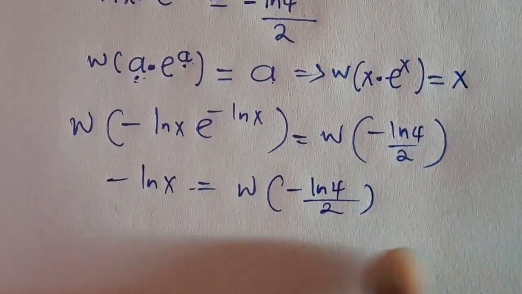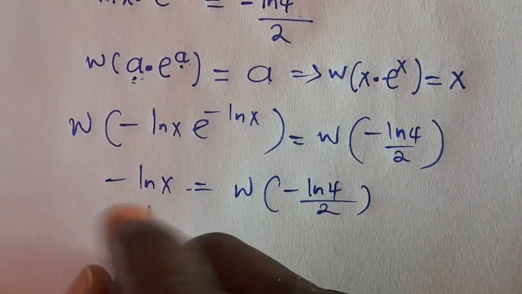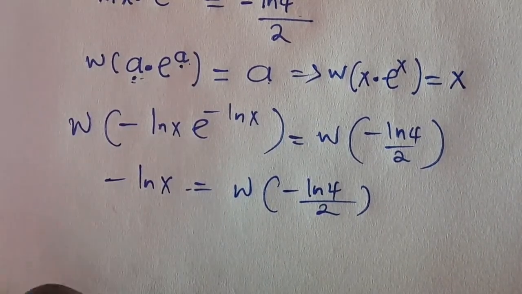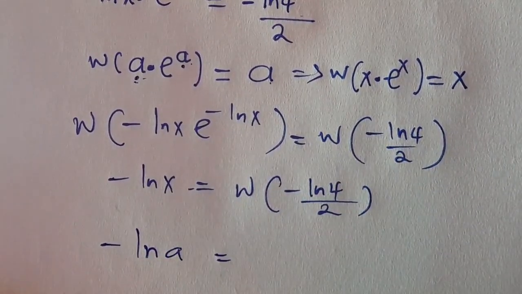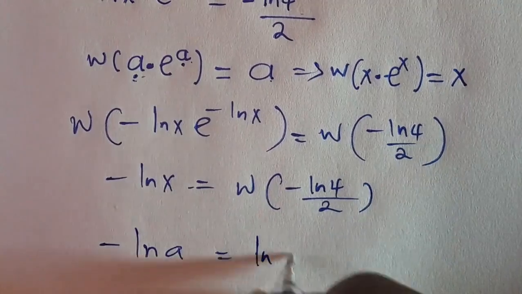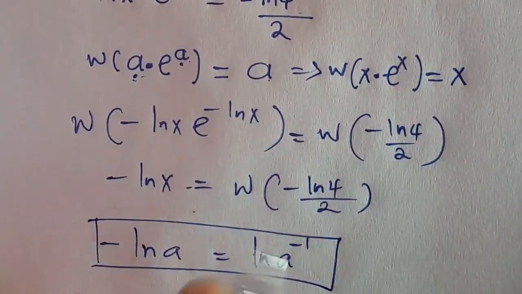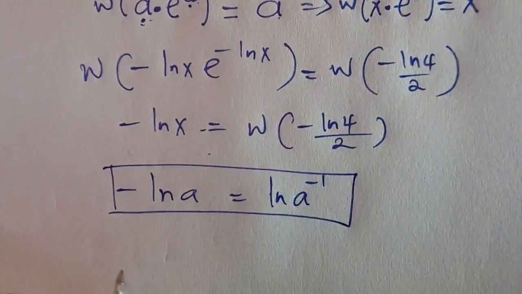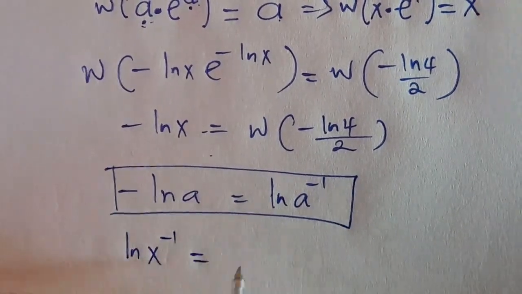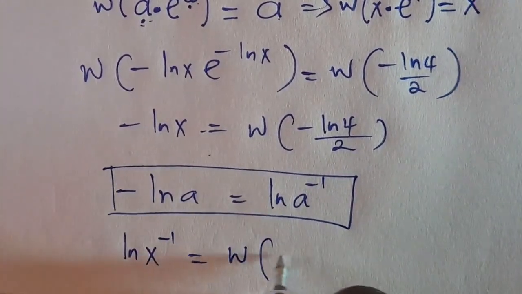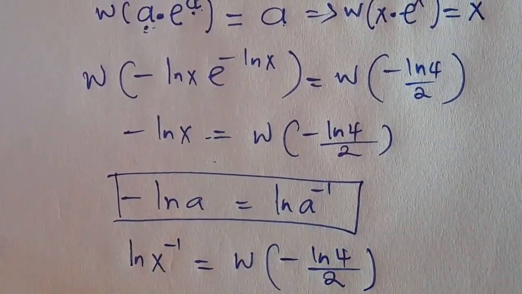So from here, we can apply the law of logarithm: when you have minus ln a, this is equivalent to ln a to the power of minus 1. So by applying this here, we are going to have this as ln x to the power of minus 1 equals W of minus ln 4 divided by 2.